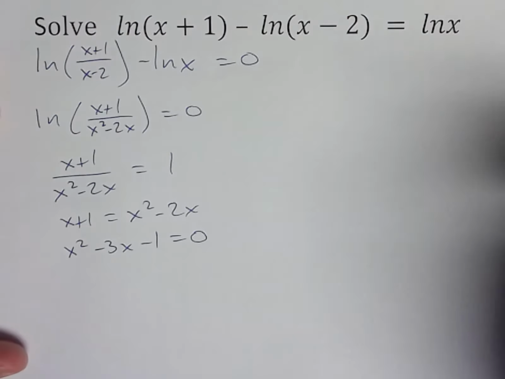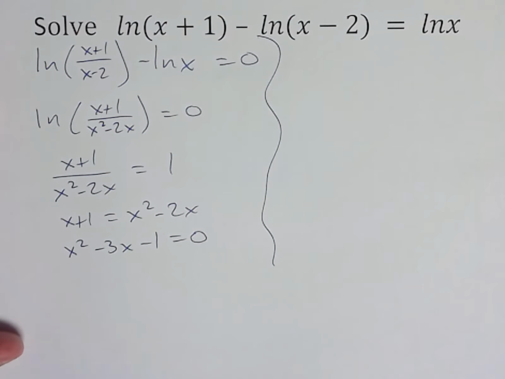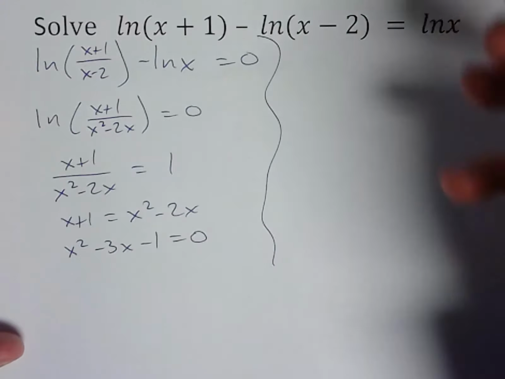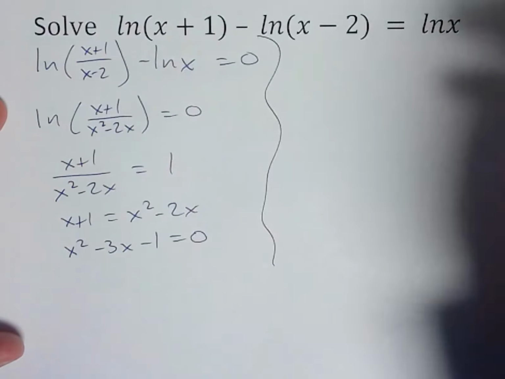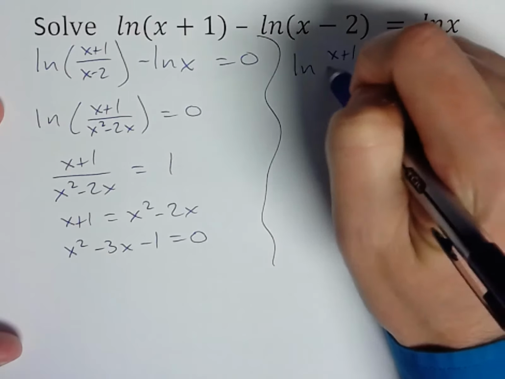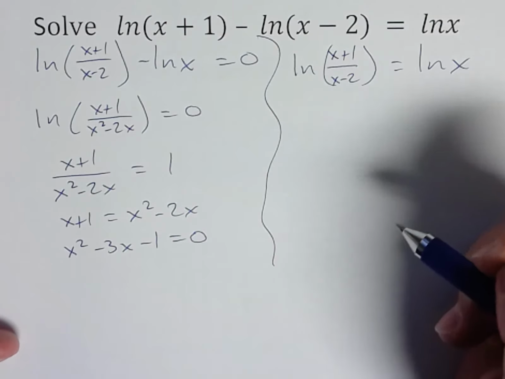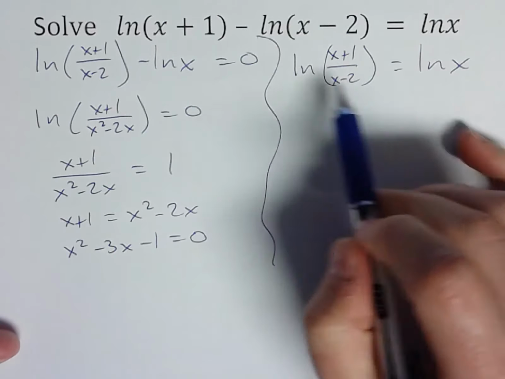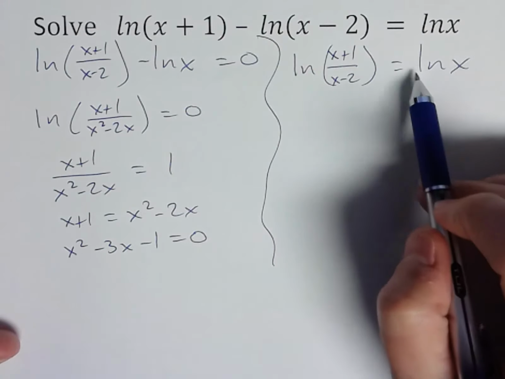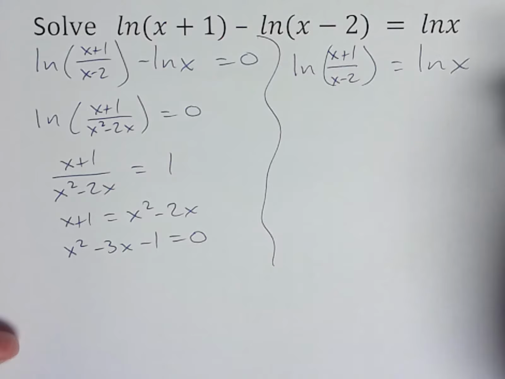Okay, let me just show you an alternative way to get to the same place. So this first step would be very similar. Combine these using the quotient property. So ln of x plus 1 over x minus 2 would equal ln x. Now, notice I've got natural log of something equals natural log of something. Well, that's basically the quotient property. Or the quotient property, I'm sorry, the one-to-one property.